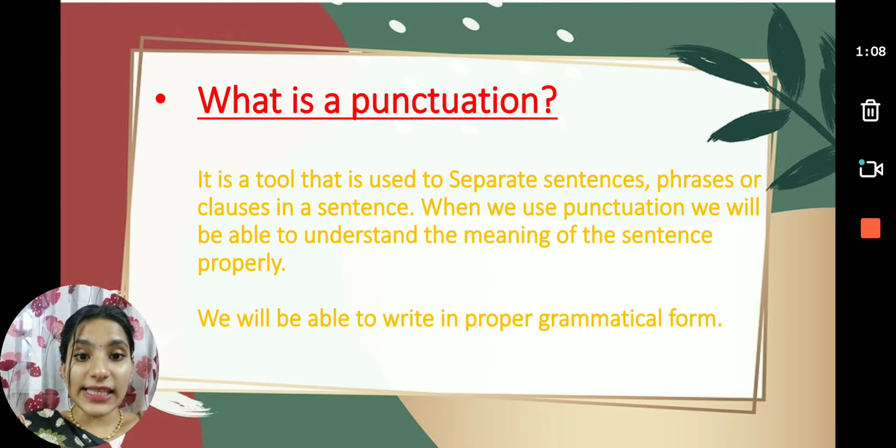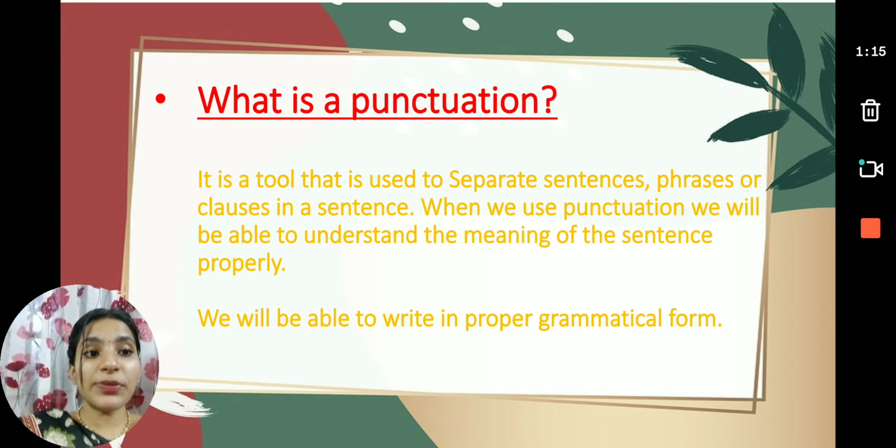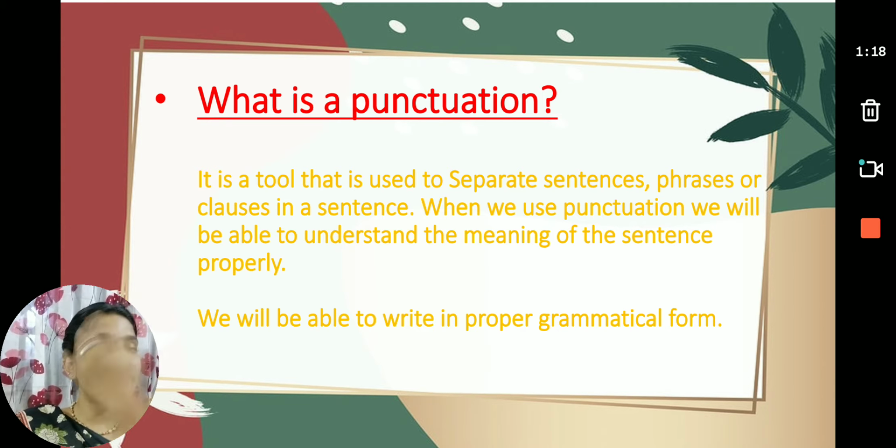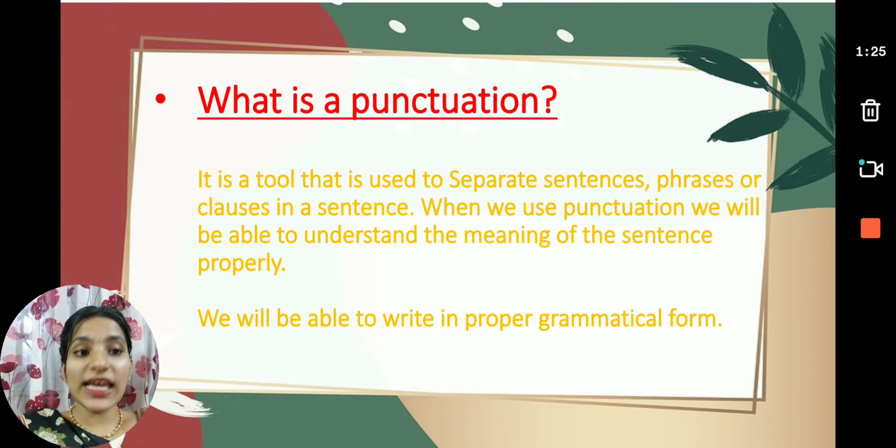First, let's see what a punctuation is. It is a tool that is used to separate sentences, phrases, and clauses in a sentence. When we use punctuation, we will be able to understand the meaning of the sentence properly. We will be able to write in proper grammatical form. So what are they saying? Punctuation is a tool used to separate sentences, phrases or clauses.